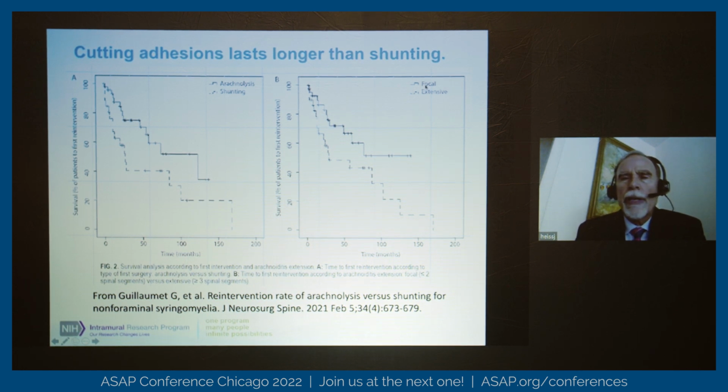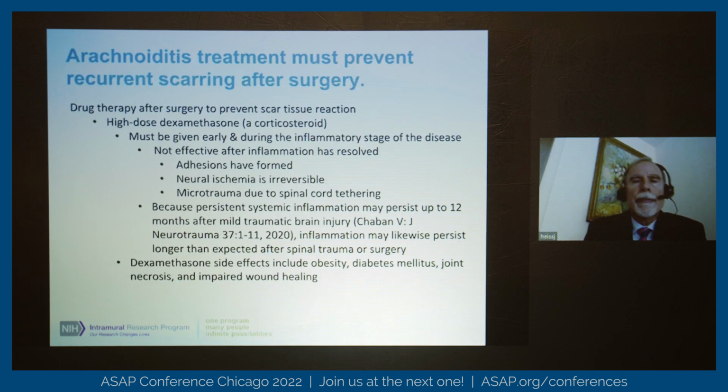And if you compare the focal versus extensive arachnoiditis, you can see that the people with the focal arachnoiditis do better, whereas people with extensive arachnoiditis, all of them fail, which means they need another operation. So, as I said, we need better treatments to prevent recurrence of scarring.